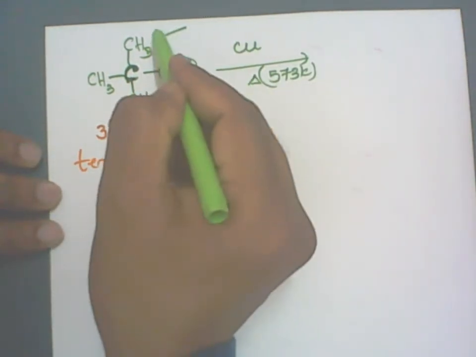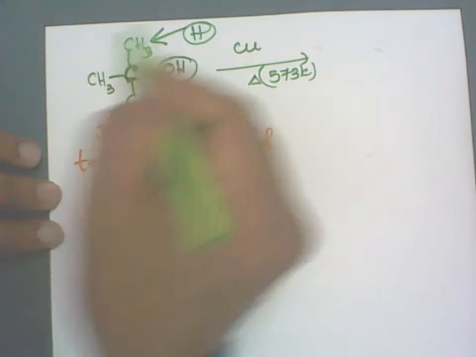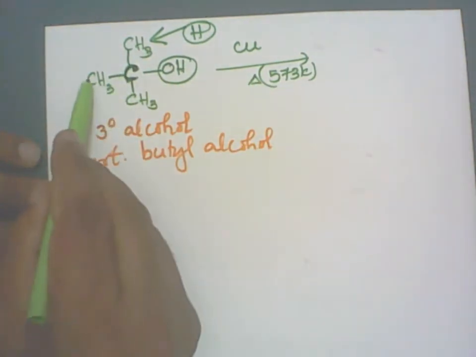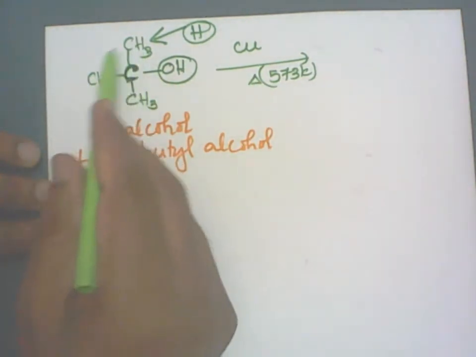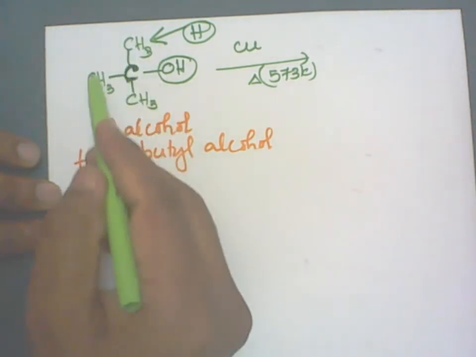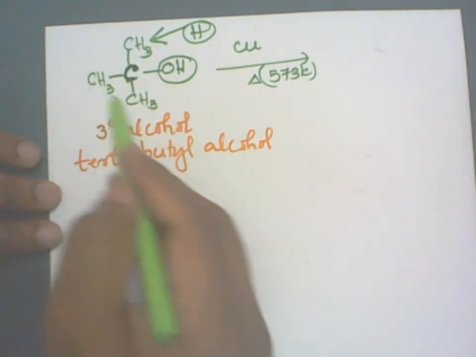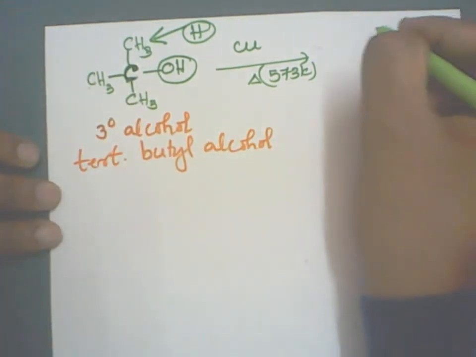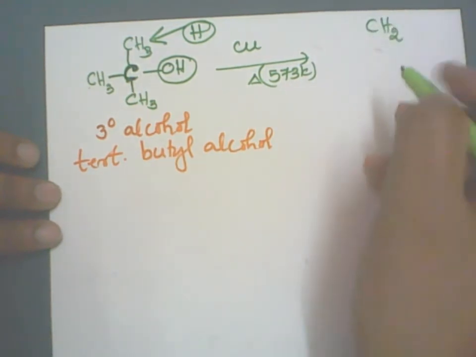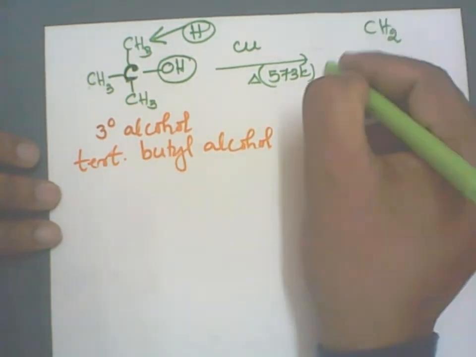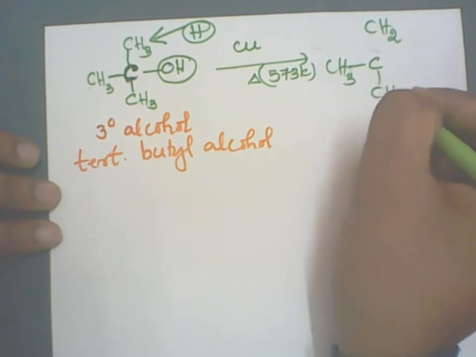So let me remove hydrogen from here. I can remove from this or from this. The structure is similar here, that means the environment around the carbon is similar. CH3, CH3, CH3. So I'll remove that one. It becomes CH2, then C, CH3 and CH3.